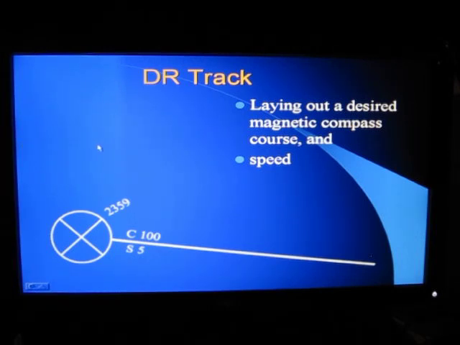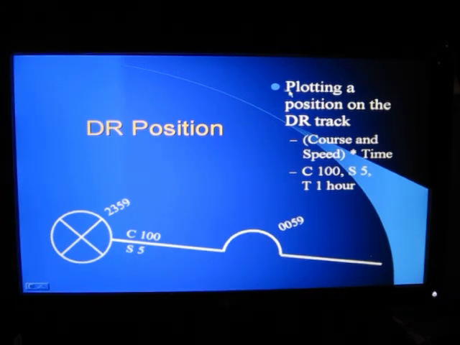A DR track. Now we have a DR position. A DR position differs from a track in that it is a position which is a combination of course and speed times time. All right, there's nothing certain about this. This is where we think we are or where we project we're going to be, based simply on our course and speed over time. In this case, a course of 100, a speed of 5 knots for a time of 1 hour. All right, so we measure off, of course, in 1 hour at 5 knots, that's 5 nautical miles. We lay out, we plot out 5 nautical miles, and we draw this little loop. There will generally be a pencil mark right here in the middle, and we label it.